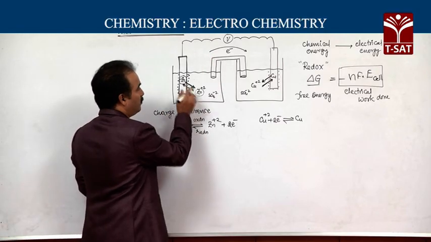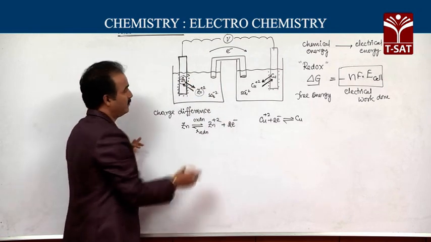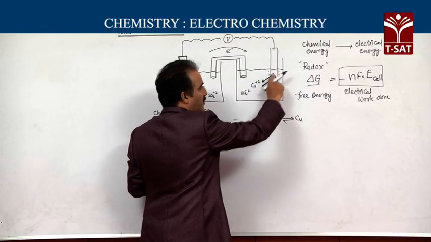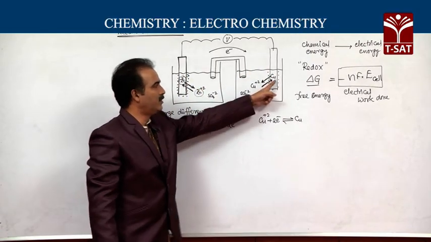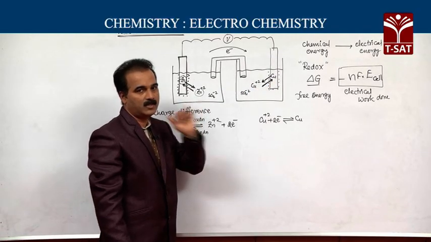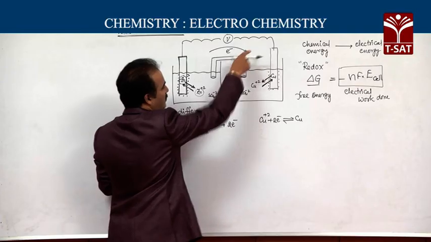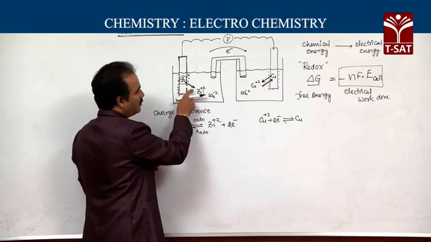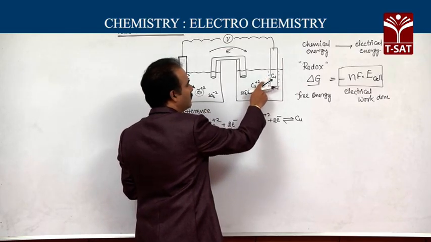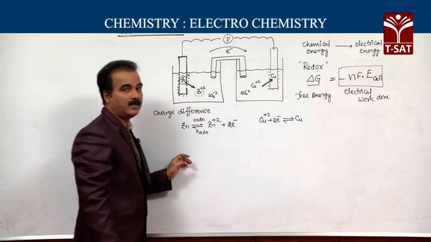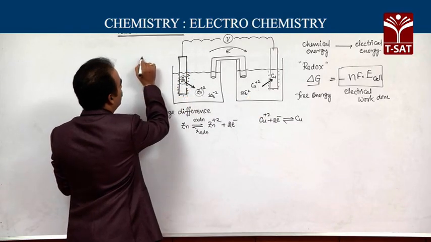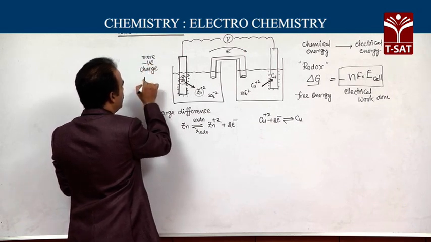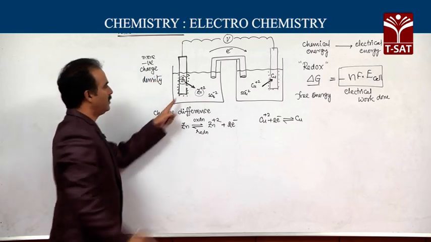Before connecting the two electrodes, there is a dynamic equilibrium at the zinc electrode. Here also there is a dynamic equilibrium between copper dissolution and deposition of copper +2, both are there. But the moment you connect them, the equilibrium is lost. Only oxidation occurs here and only reduction occurs here. The reason is that more negative charge density is developed at the zinc electrode.